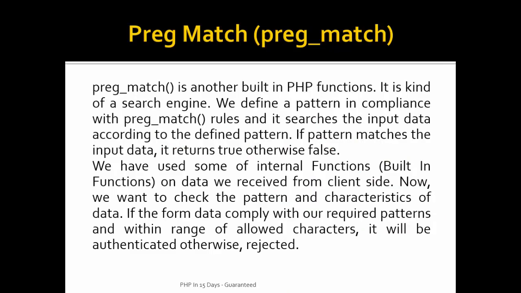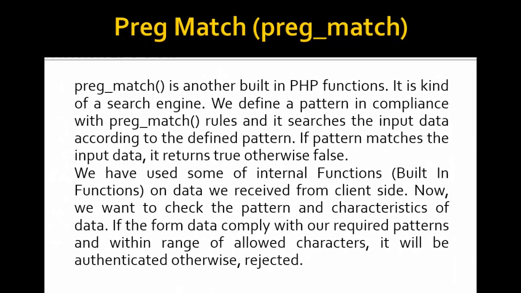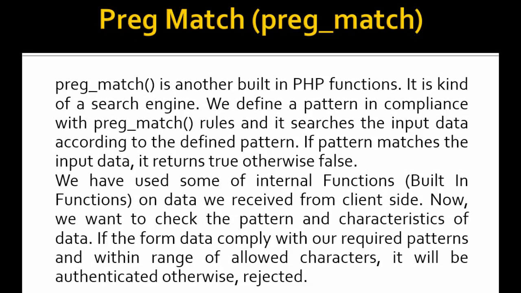Sometimes we need to search something from some data, no matter what type of data it is. This search can be for any purpose, like security reasons, finding keywords, or finding words to replace, etc. The preg_match internal function is another built-in PHP function which enables us to do such searches. It's kind of a search engine. We define a pattern in compliance with preg_match rules and it searches the input data according to the defined pattern. If the pattern matches within the data, it returns true, otherwise false.